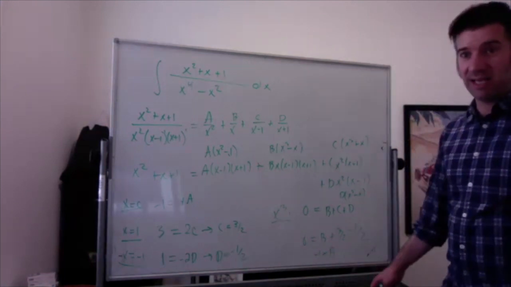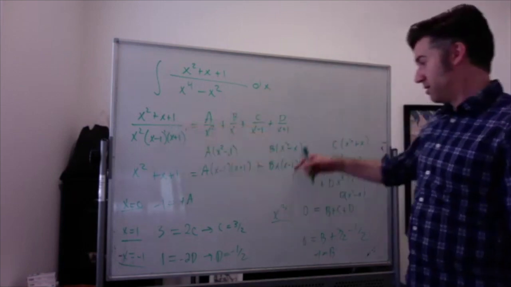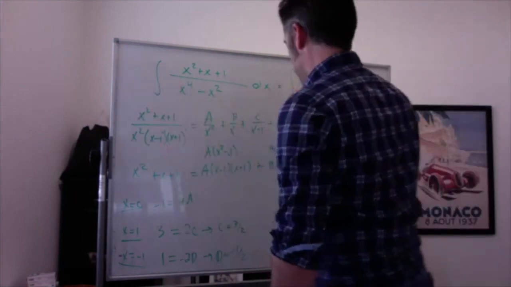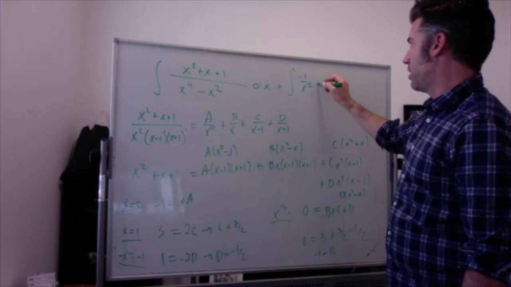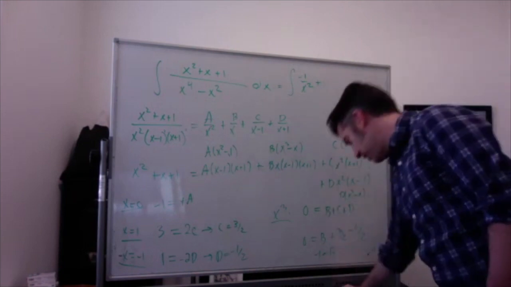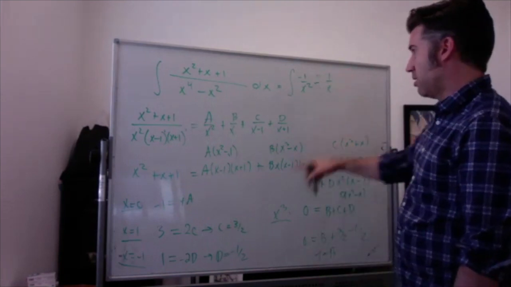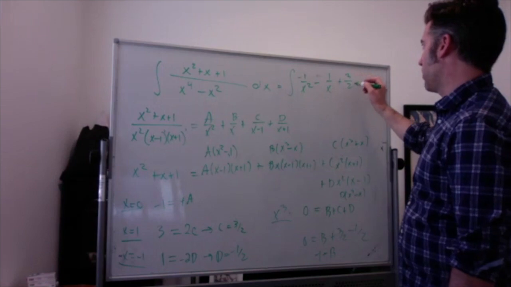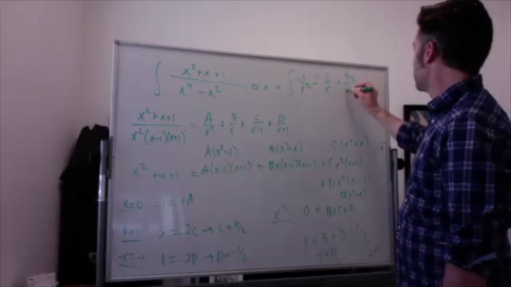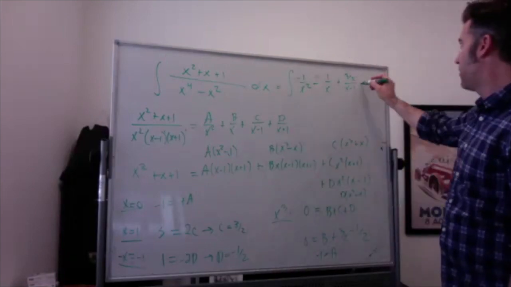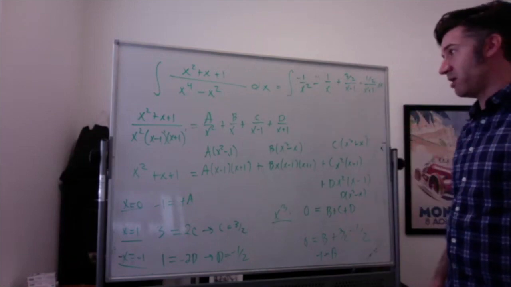I like this method the best. I think it works great. Okay, so now we've rewritten our thing as, let's write it up here. So I've got negative 1 over x squared plus negative 1 over x, so minus would be the smart way to say that, minus 1 over x plus 3/2 over x minus 1 plus negative 1/2 over x plus 1. And all of these can be integrated really, really easily.